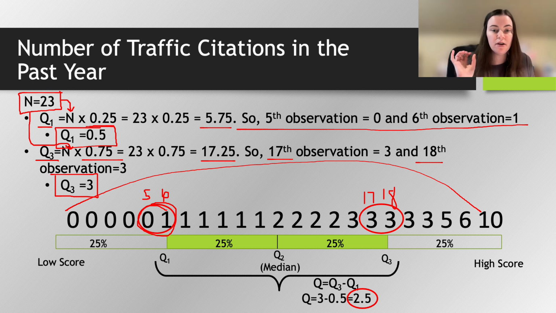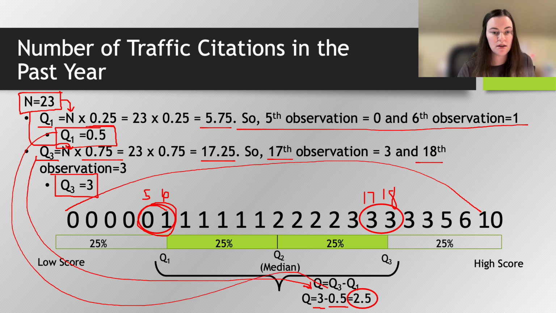To actually calculate that range, though, there's one last step that we have to do, and that's taking our Q3 value and subtracting it by our Q1 value. So this is our last step of this calculation down here. And so, taking my Q3 value of 3 traffic citations and subtracting that by my Q1 value, which was half a citation, I get an interquartile range, or an IQR, of 2.5 citations in this past year.